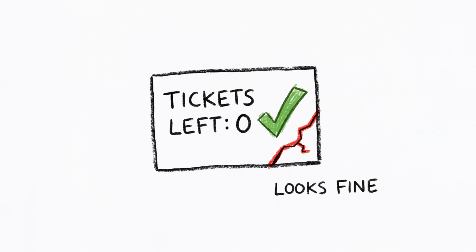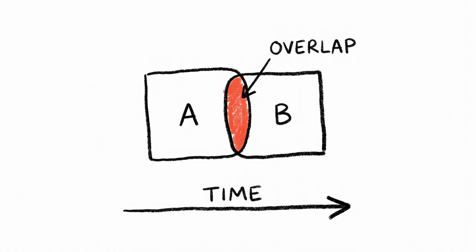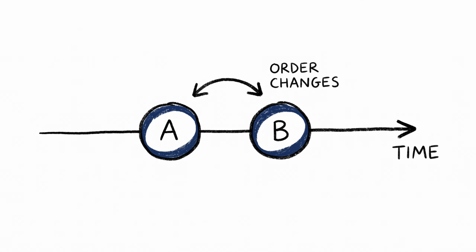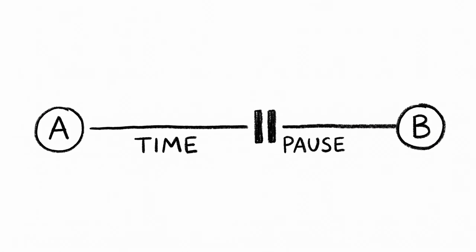The number on screen reads 0, so everything looks correct. But the damage is done. Neither request did anything wrong. They each followed the steps exactly. They just overlapped at the wrong moment. And the order those 2 requests run in changes every single time. The computer never promises who goes first or where it pauses to switch between them.